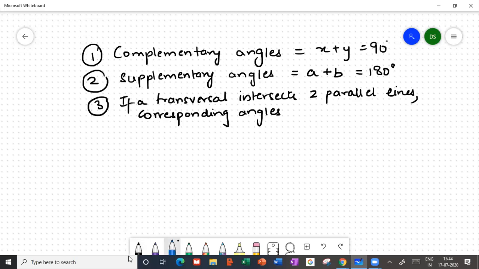In the case of the vertically opposite angle property, we don't need any such condition. It's just two lines intersecting each other anyhow, but this angle and this angle will be equal. This is the only axiom or theorem which is applicable to any lines. The rest are all specific, particular to parallel lines only.